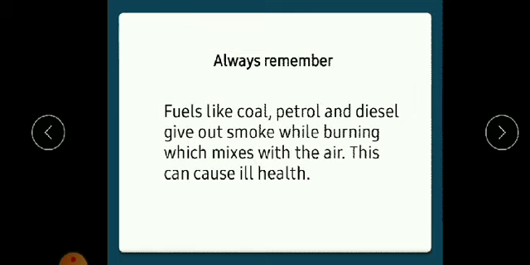Children, always remember, fuels like coal, petrol, and diesel give out smoke while burning, which mixes with the air. This can cause ill health.